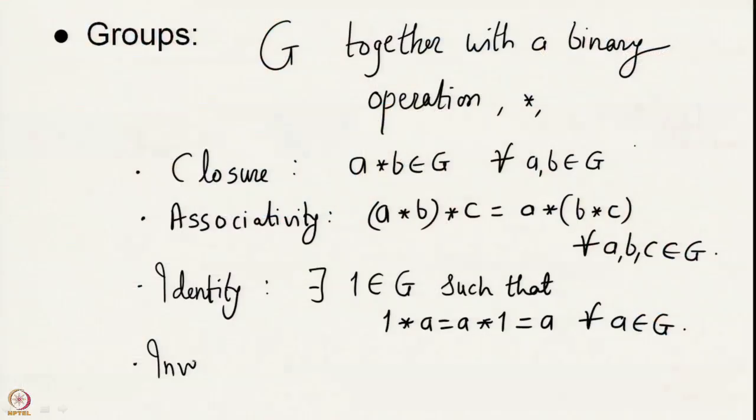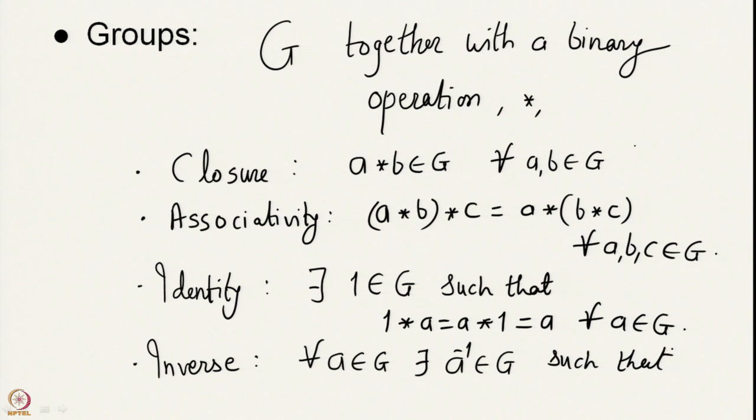Finally, there is the axiom of existence of inverse, which says that for every A in G there exists an element which we denote by A inverse such that A star A inverse is A inverse star A equal to 1. It tells you that for every A there is another element, it could be equal to A or it could be a different element, such that the binary operation of these two elements in any order gives you back the identity element.